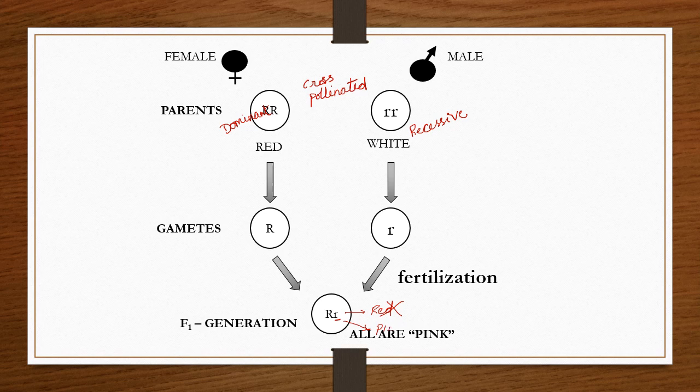All F1 generation individuals are pink color. So this heterozygous capital R, small r represents a new character, that is pink. It is due to incomplete dominance. I think you may understand.